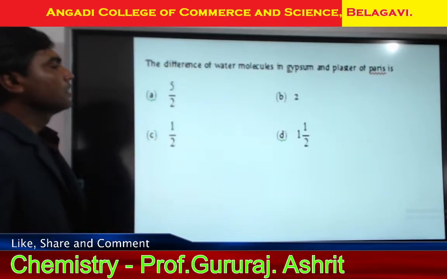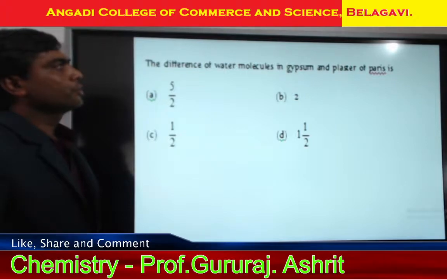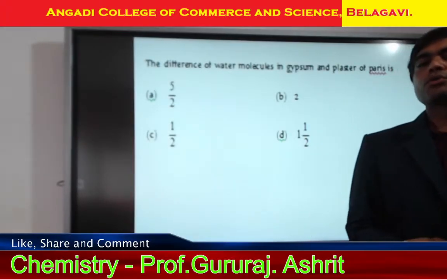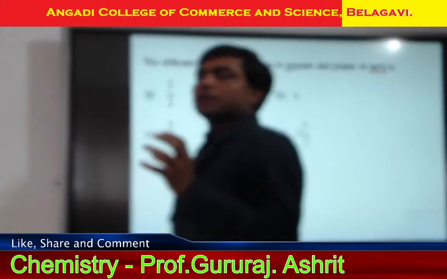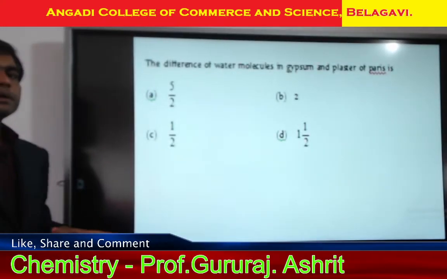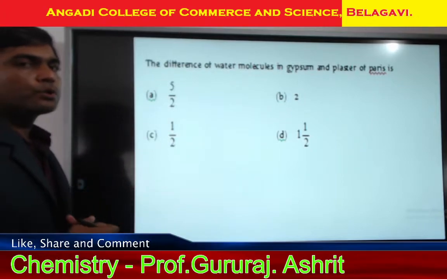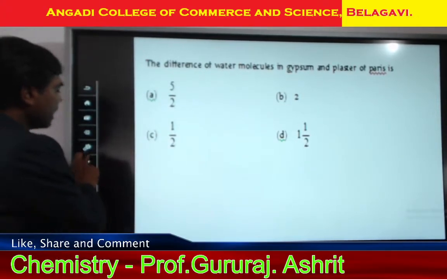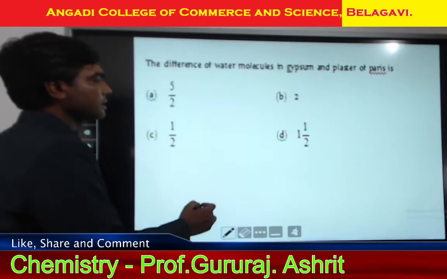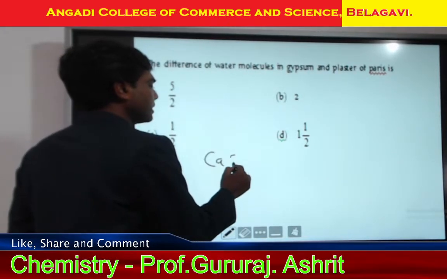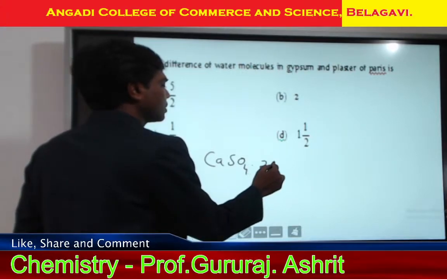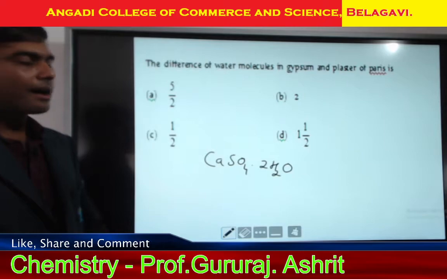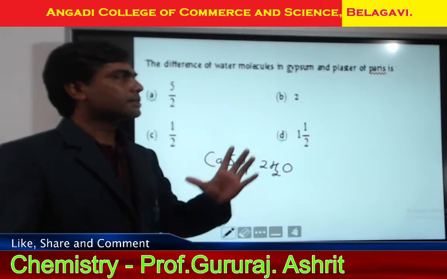Next question: the difference of water molecules in gypsum and plaster of Paris. You know that gypsum is a compound of calcium, and plaster of Paris is also a compound of calcium. Both are having the same formula, hence what is the difference? Let's see. If you write CaSO4.2H2O, calcium sulfate dihydrate, it is called gypsum.